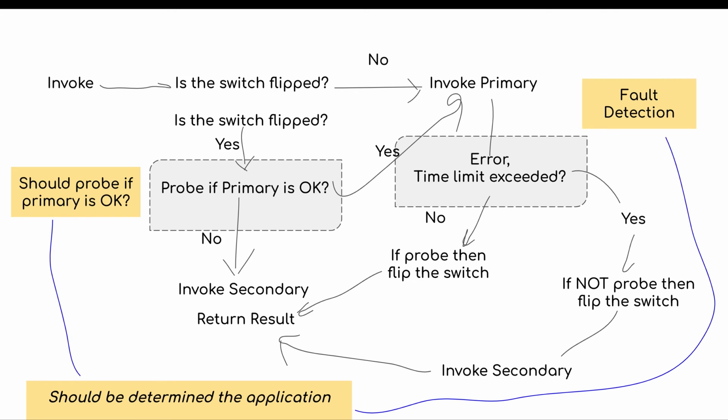So this is where the extensibility factor comes in. This is where Nisita provides the control to the application to determine when the primary is at fault, and also gives control to the application to determine when to probe if the primary is okay.